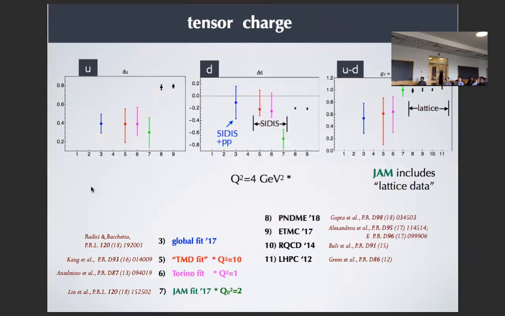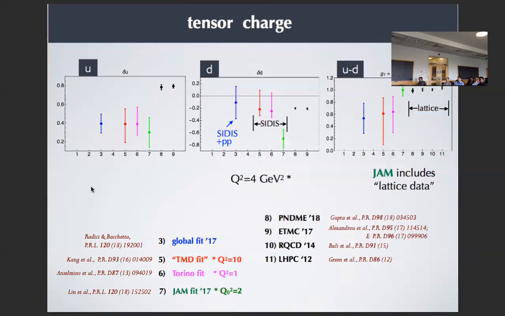The red point with label 5 is the result from Alexei, John Bokang in the TMD framework. The magenta point with label 6 here is the result from the Torino group in the context of the extended parton model. And the green point here is the result of the JAM collaboration of Hugo and collaborators, where they used the Collins effect, but they also inserted the constraint to reproduce the isovector results from lattice.